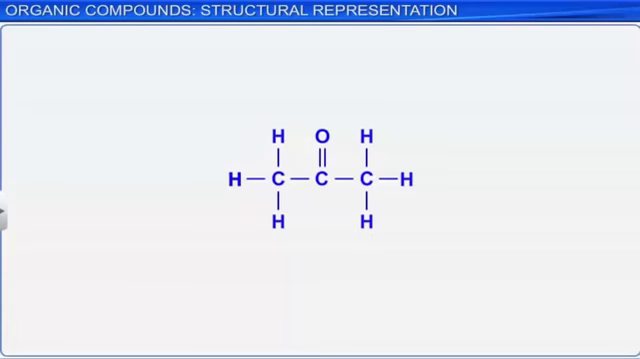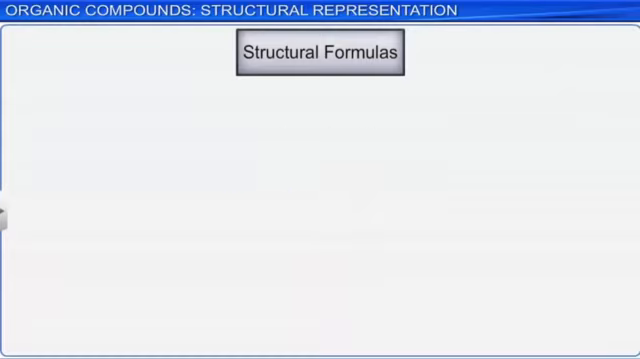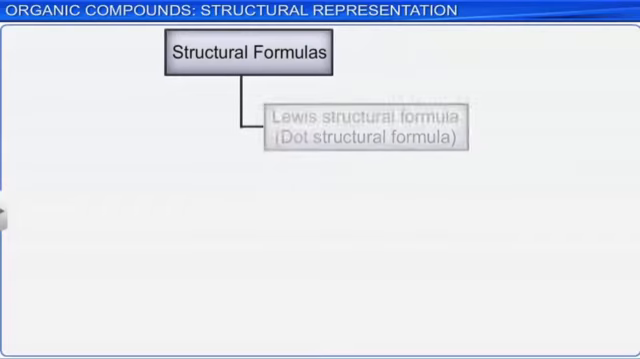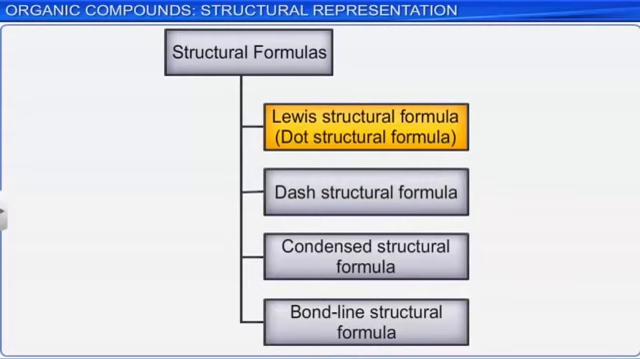A chemical formula which represents the arrangement of atoms in a molecule is called the structural formula of a molecule. The various structures of organic compounds can be represented by 4 different ways. They are Lewis structural formula or dot structural formula, dashed structural formula, condensed structural formula, and bond line structural formula. Let's first look at the Lewis structural formula.